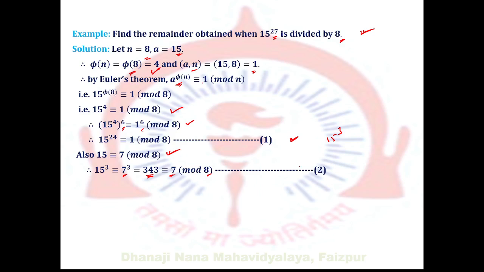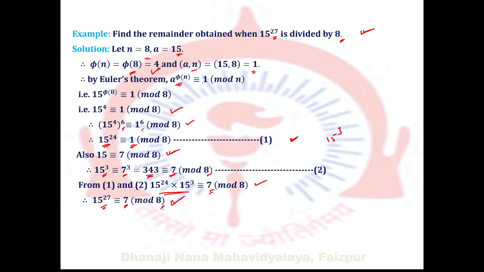Now here we multiply equation 1 and 2. So on the left hand side we have 15 raised to 24 into 15 raised to 3, that is 15 raised to 27 is congruent to 1 into 7, that is 7 modulo 8. So therefore 15 raised to 27 is congruent to 7 modulo 8. So thus here 7 is the remainder when we divide 15 raised to 27 by 8. Okay.